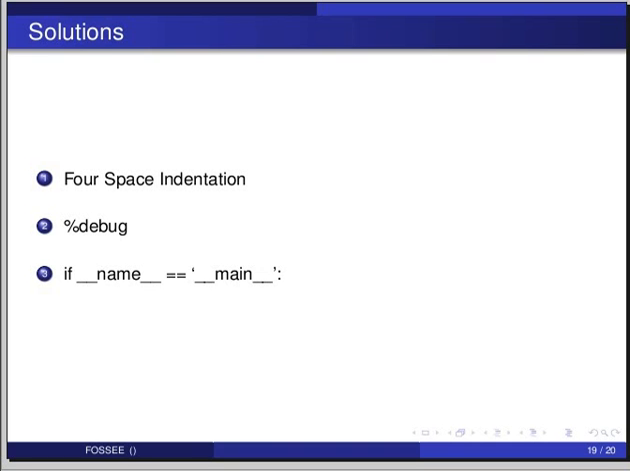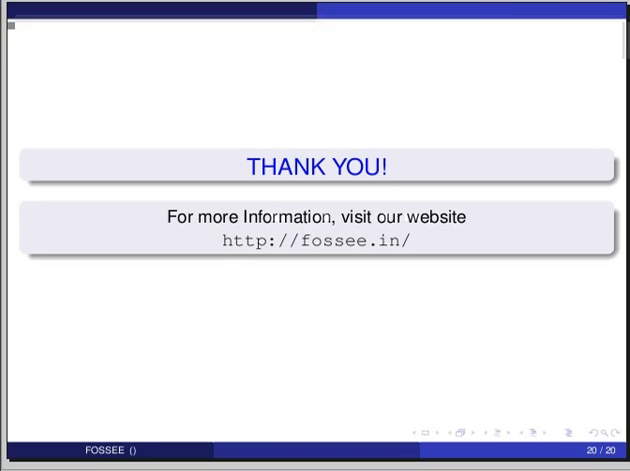So now we will look at the answers. First one, 4-space indentation is required for writing Python code according to style guidelines. Then for the second one, we start the debugger on IPython by saying %debug. The final question: if __name__ == '__main__': is the idiom used for running Python scripts in a standalone manner.